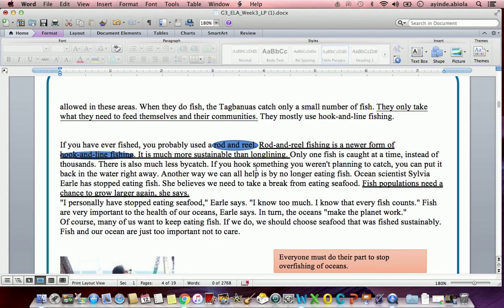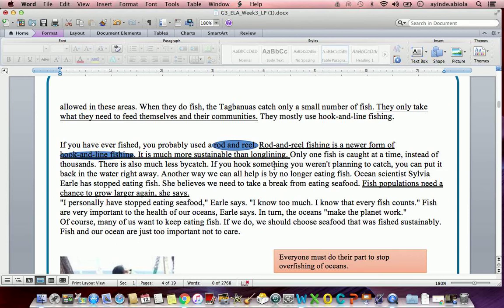So here in this paragraph, there are many examples of what sustainable fishing could look like. So your underlines could look very different than mine, but as an example, this sentence here says rod and reel fishing is a newer form of hook and line fishing. It is much more sustainable than longlining.